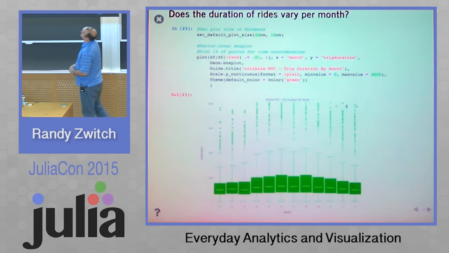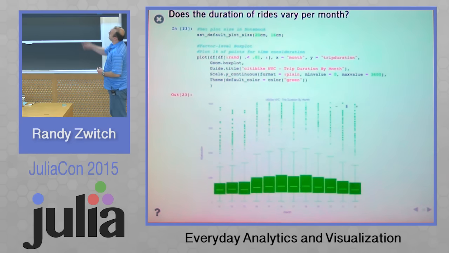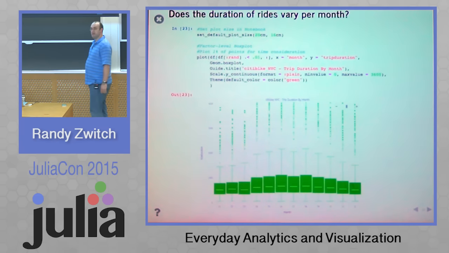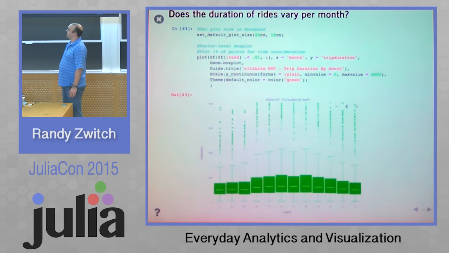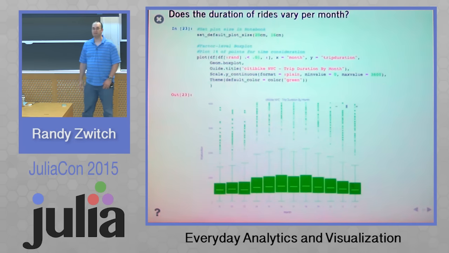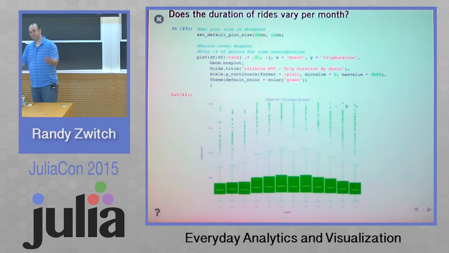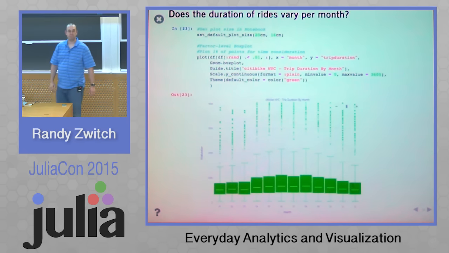It's in seconds. So it actually does make sense when you look at it. 3,600 seconds is an hour. So you can see that most bike rides are about 20 minutes. So that makes sense. People are perhaps using it as an alternative to the subway, or in the case where they're going from one part of the borough to another, that's just 30 blocks or something, they just ride a bike.